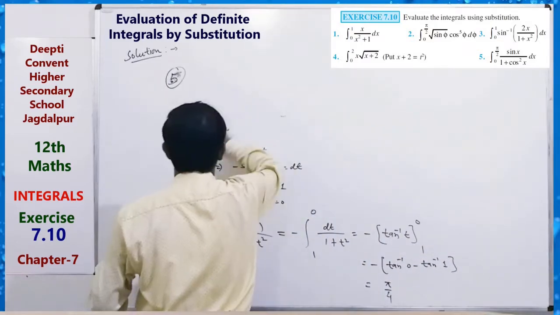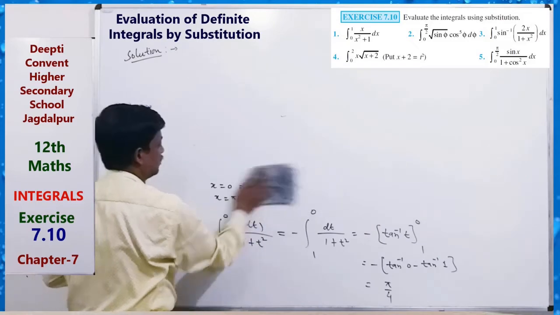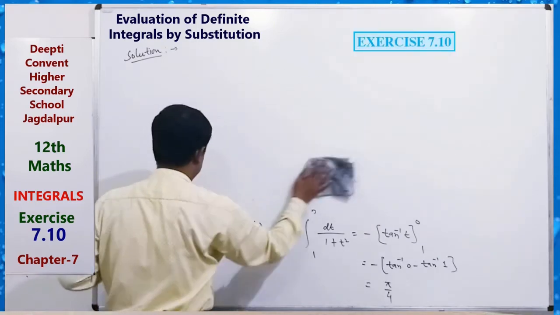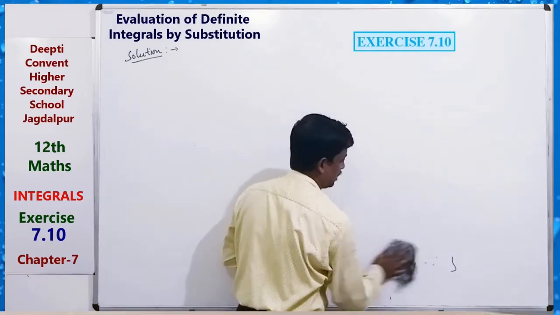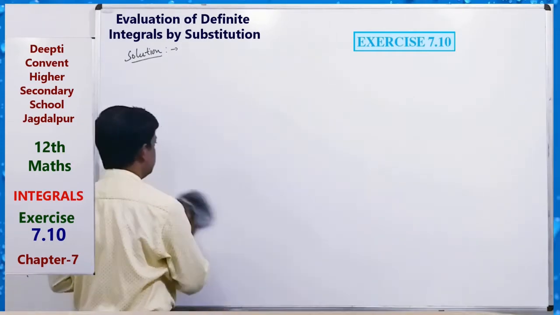Now we will take questions 6 and 7. Both are the same type of questions. You can see that questions 6 and 7 both use the perfect squaring method.